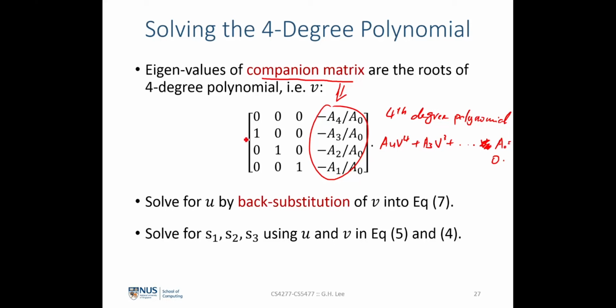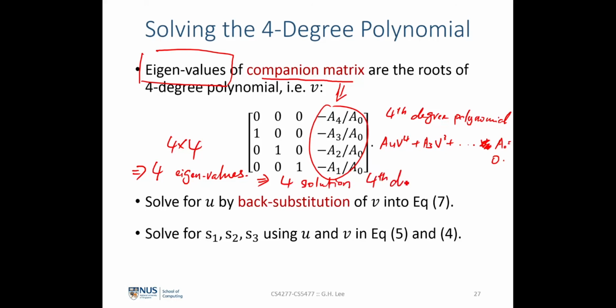And once this is formed, what we can do is take the eigenvalues of this companion matrix, and interestingly, the eigenvalues of the companion matrix give the roots of the 4-degree polynomial. Since this is a 4 by 4 matrix, there will be altogether 4 eigenvalues, which denote the 4 solutions. And this simply gives the 4 solutions to our 4th-degree polynomial.